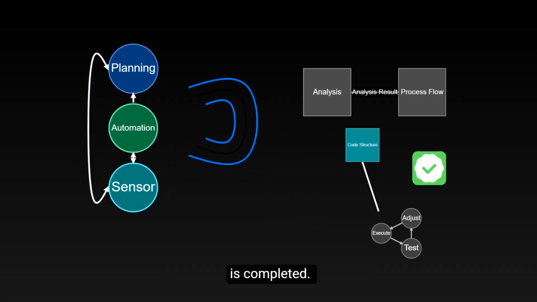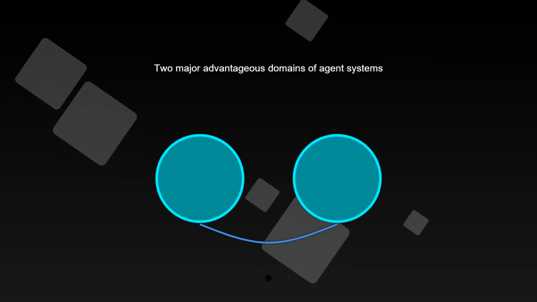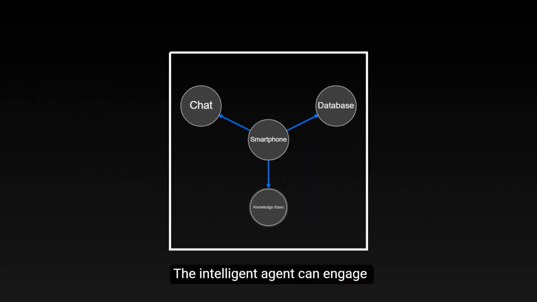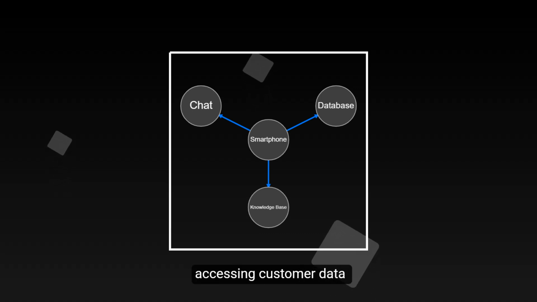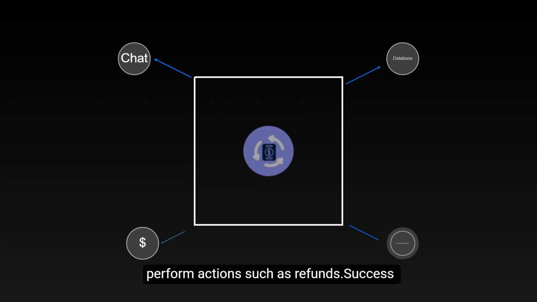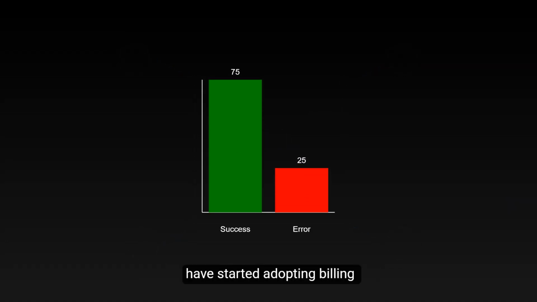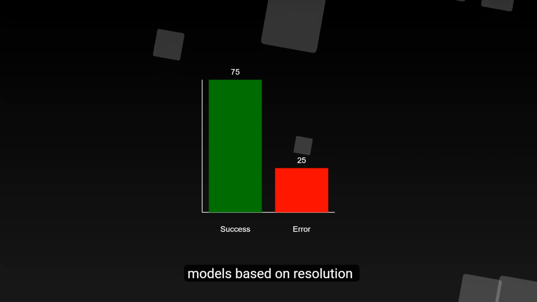In practical applications, truly intelligent agent systems excel particularly in two areas. First is customer support. The intelligent agent can engage in natural conversations while accessing customer data, order history, and knowledge bases, and it can also perform actions such as refunds. Success cases show that some companies have started adopting billing models based on resolution rates, i.e., charging only when user issues are successfully resolved, proving the feasibility of this approach.